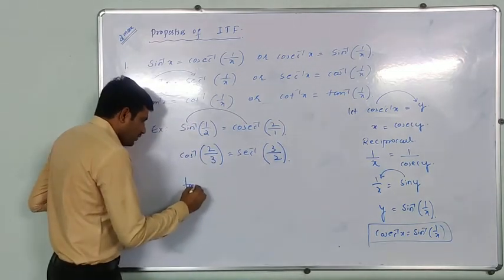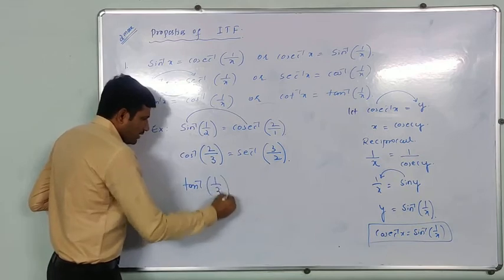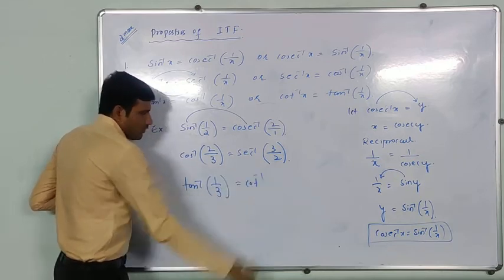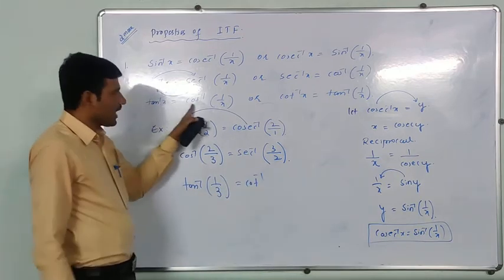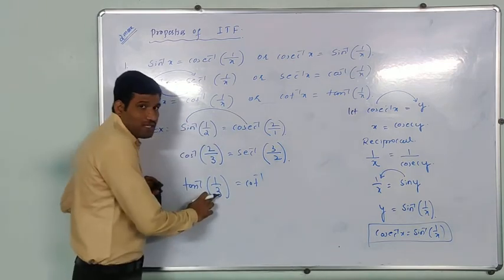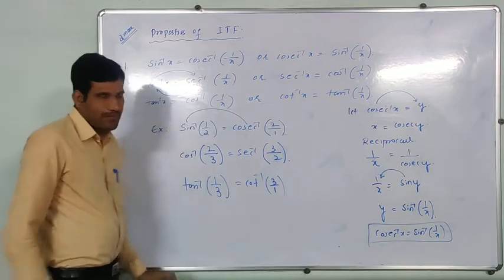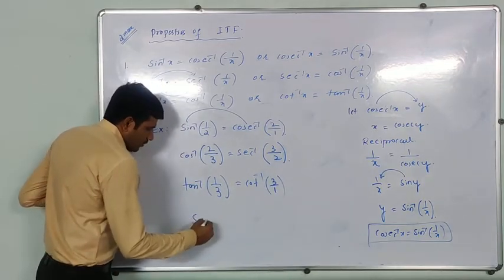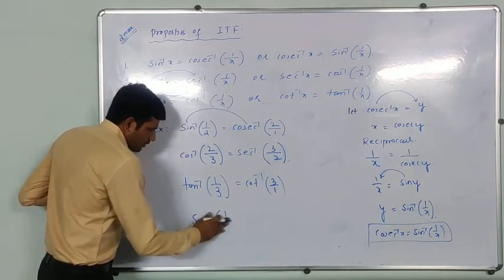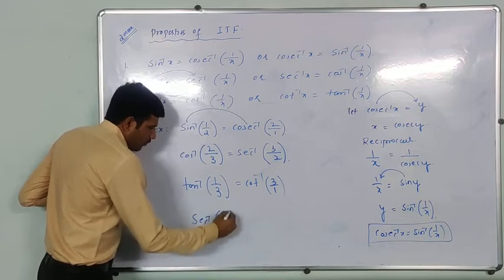Similarly, tan inverse of 1 by 3, let us see. If you want to convert this tan inverse in terms of cot inverse, we have to make this value reciprocal. That is, reciprocal of 1 by 3 is 3 by 1. And similarly, let us say sec inverse of root 2.